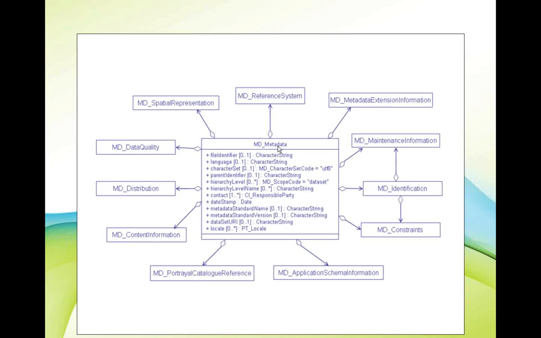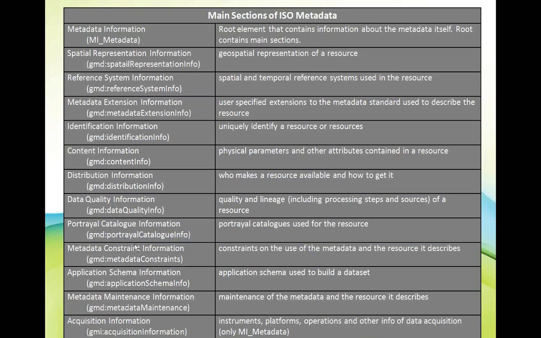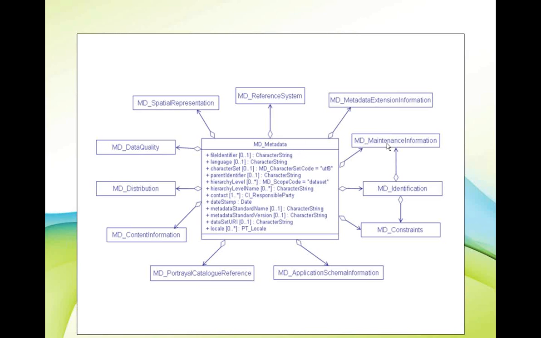So you'll actually see an MD_metadata tag or MI, then you'll see all the information about the metadata itself, and then you have these main sections or packages that branch off of that, such as the spatial representation information, the reference system, the metadata extension information, identification information, the application schema, portrayal catalog, content info, distribution, and data quality, just like in here. These are your main sections. All of these main sections branch off of the MD_metadata.